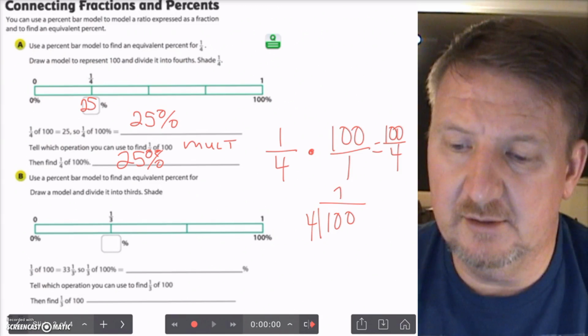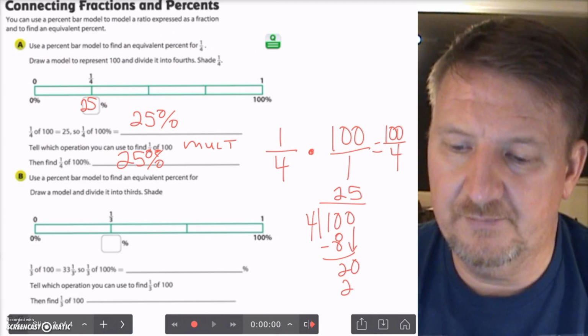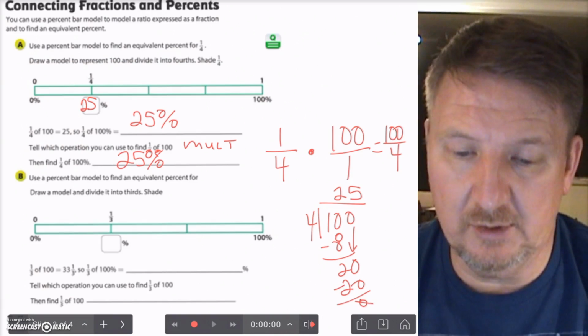So you got 100 over 4, and then you just divide to simplify 100 by 4. 4 goes into 10 2 times, that's 8. I subtract, I get 2. Bring that down, that's 20. 4 goes into 20 5 times. Okay, so that's how it works.